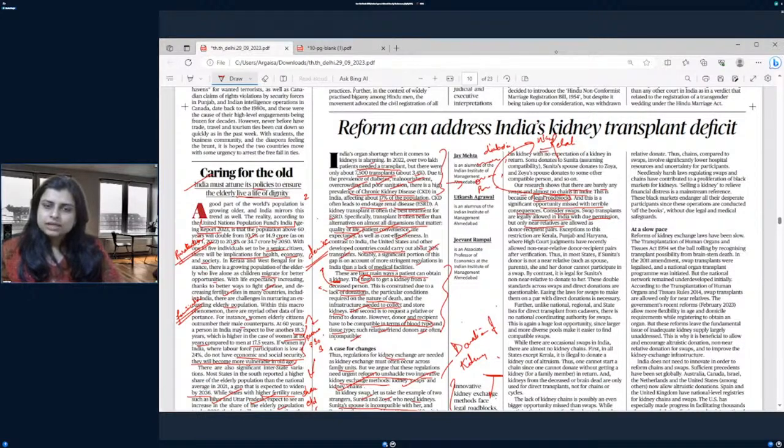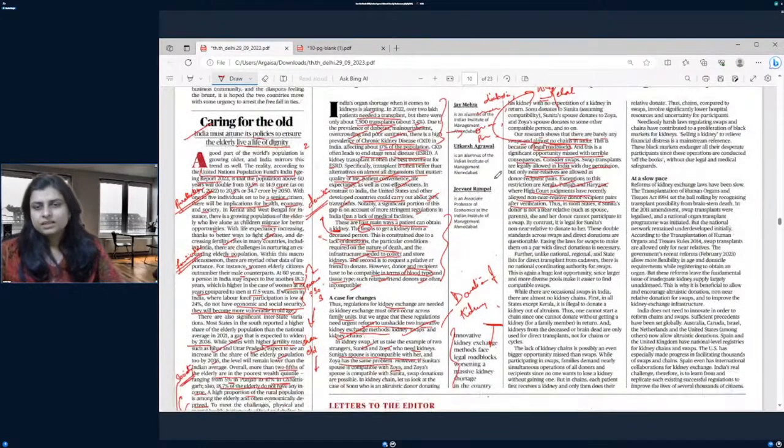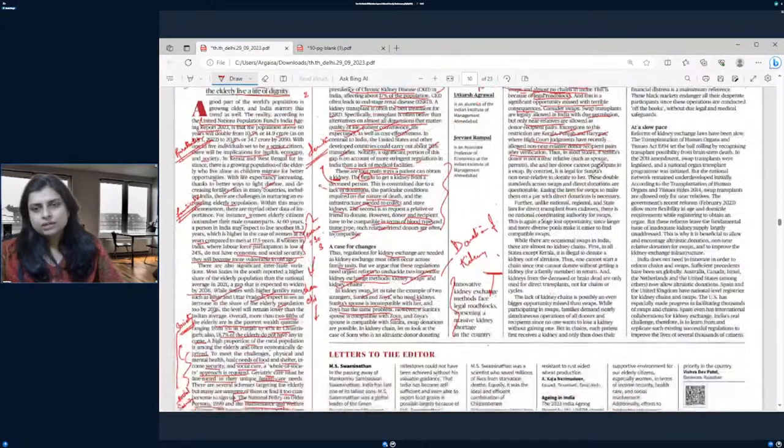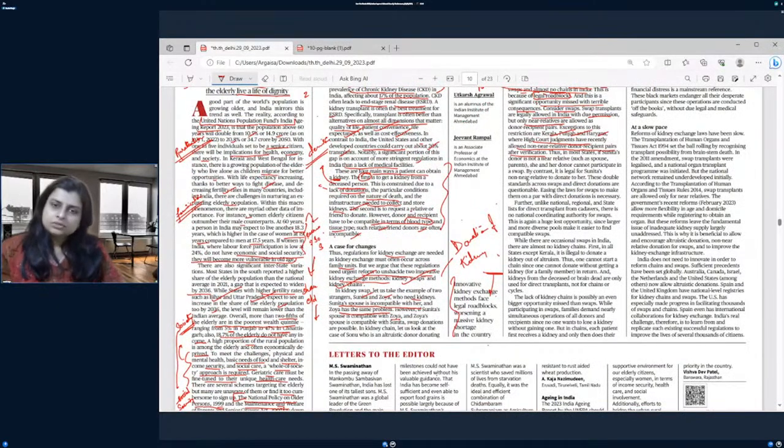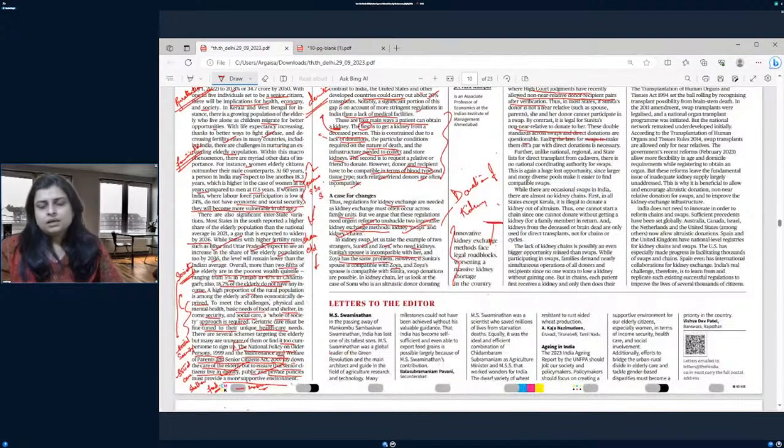Exceptions to this restriction are Kerala, Punjab, and Haryana, where High Court judgments have recently allowed non-near relative donor recipient pairs after verification. Thus, in some states, if the donor is not a near relative, she and her donor cannot participate in a swap. By contrast, it is legal for Sunita's non-near relative to donate to her. These double standards across swaps and direct donations are questionable. So, while there are occasional swaps in India, there are almost no kidney chains.